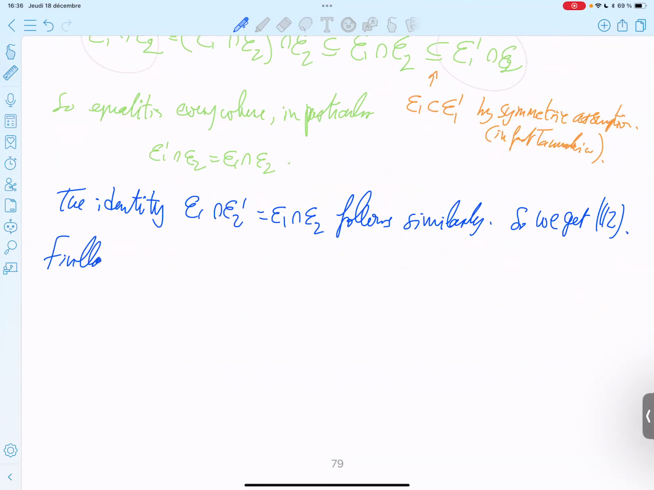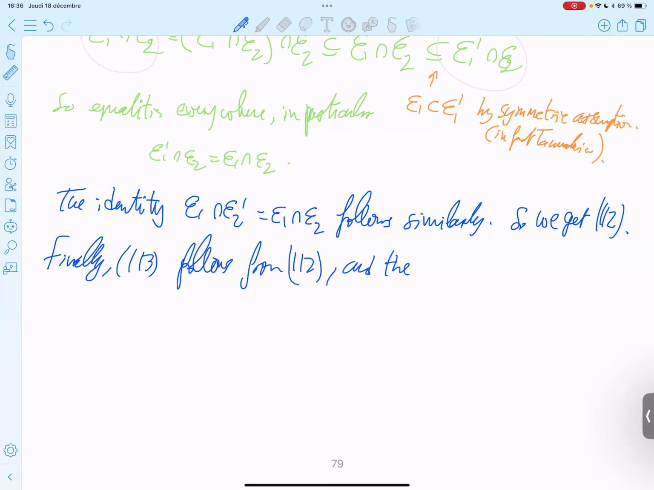Now, what about 113? Finally, 113 follows from 112 and the double centralizer theorem.